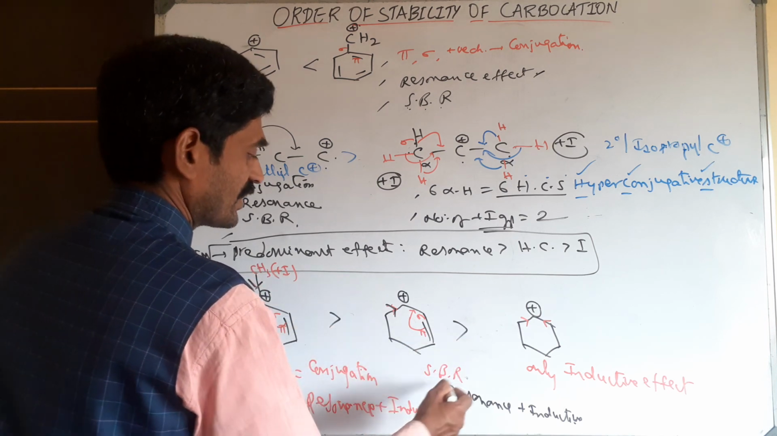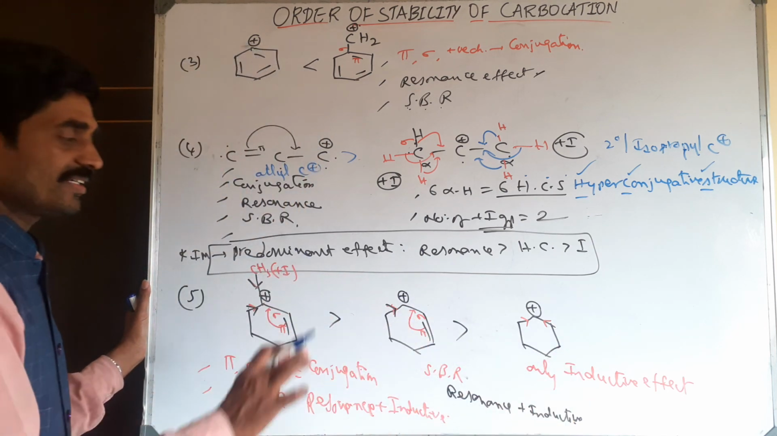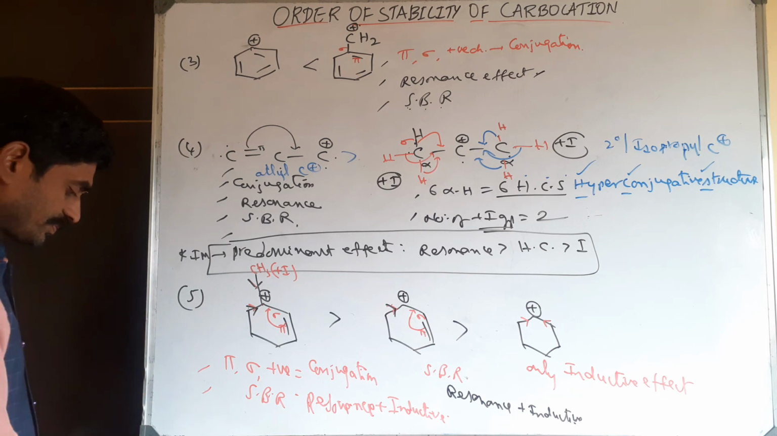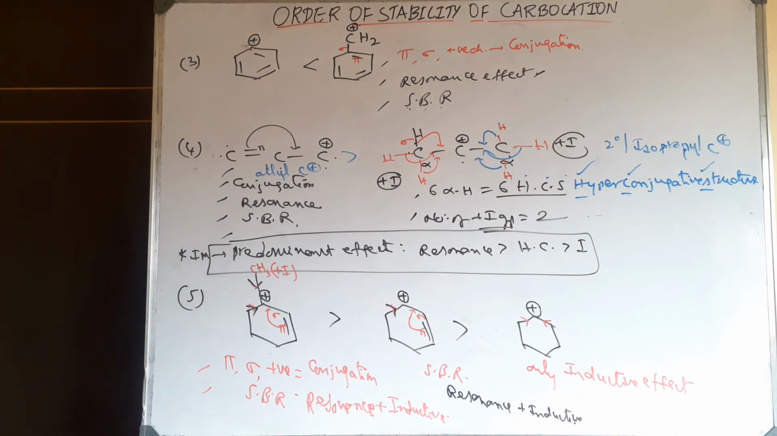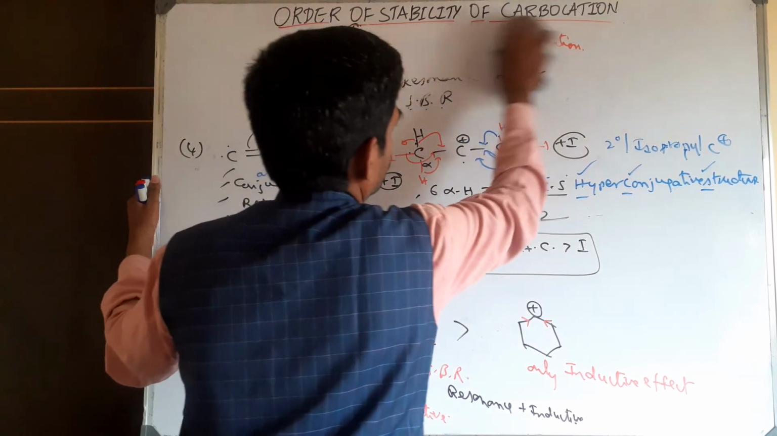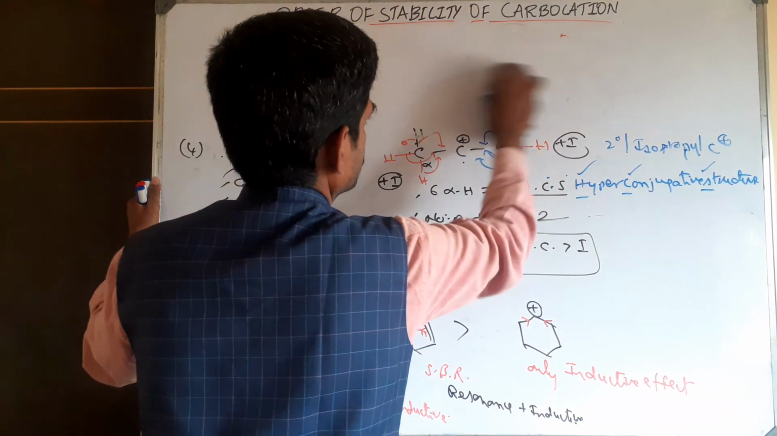Next, this is the least stable, with only the inductive effect. Got it? Is it clear? This is the way how to do the answers. Fine. Next one. Next, another example.